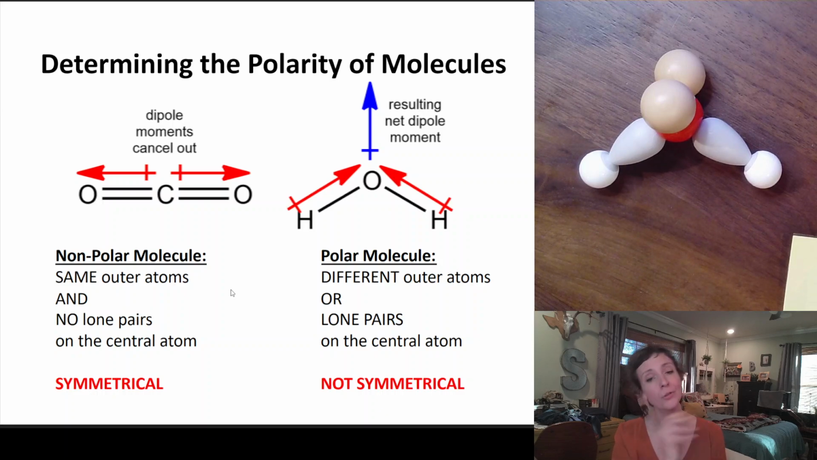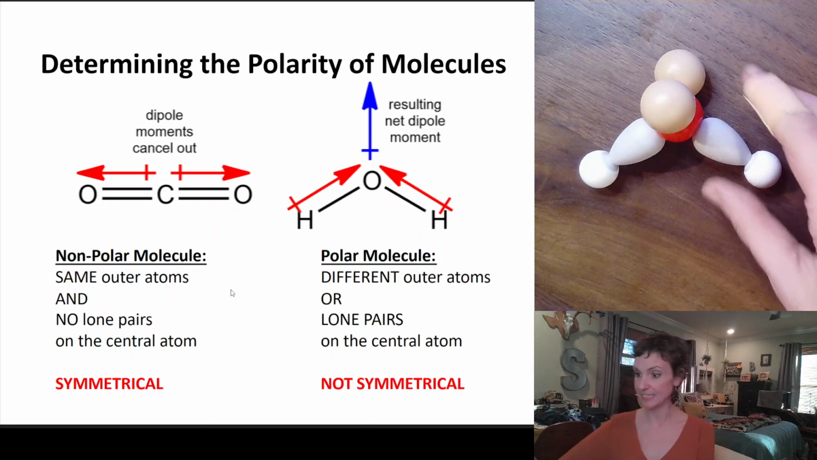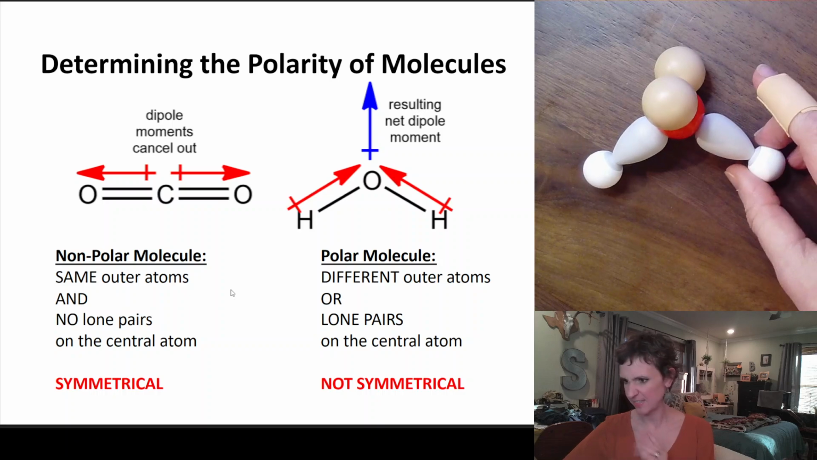Now for a polar molecule, you're going to see either different outer atoms or you're going to see lone pairs on the central atom. And if that happens, then you are not going to be symmetrical. That molecule will have a net dipole moment coming from it. So let me show you some examples here. I'm going to keep this up on the screen because I think it may be helpful.